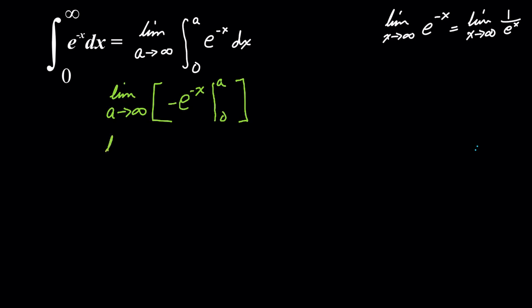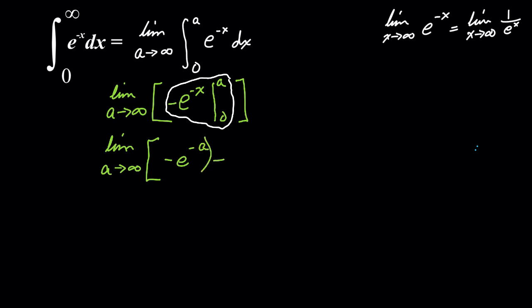All right, so this will be the limit as a approaches infinity, and what we need to do now is evaluate this antiderivative at a minus 0, and then we will come back and evaluate the limit as a approaches infinity. All right, so substituting in a, you're going to get negative e raised to the negative a power, minus negative e raised to the 0 power.